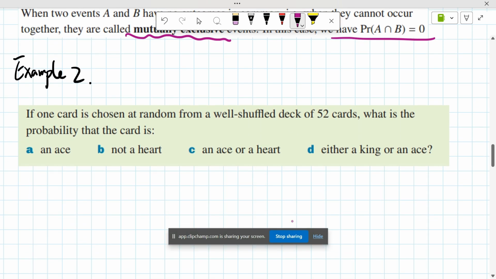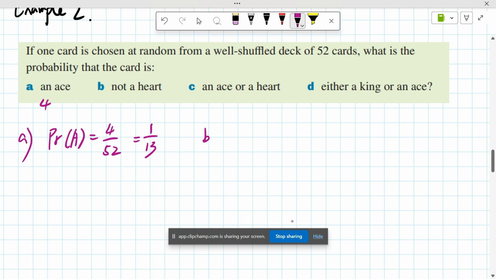Now if we have a card, one card chosen at random after we shuffle the deck, which is 52 cards. If you're choosing the ace, there are 4 aces in total, so we say probability of A equals 4/52, which equals 1/13. And B is not a heart. Every suit has 13 hearts, so we know 52 minus 13.